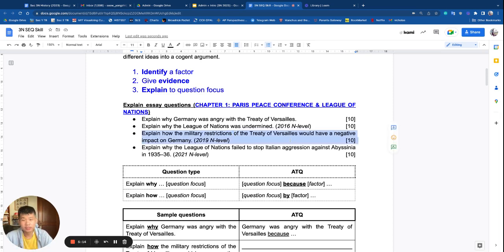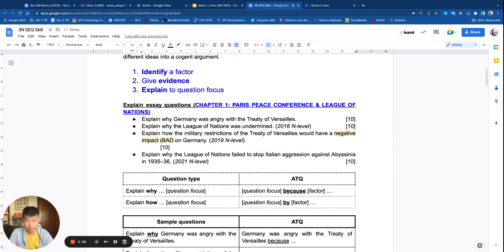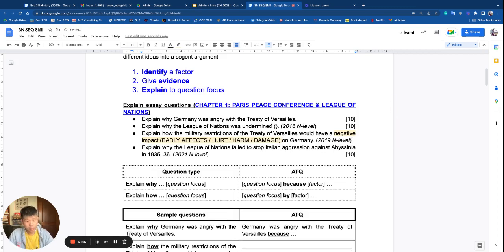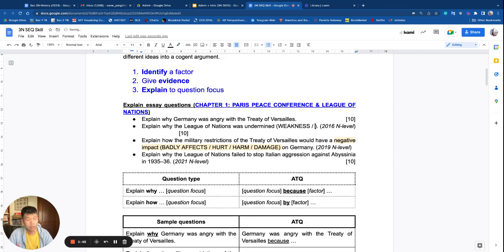Explain how military restrictions of the Treaty of Versailles will have a negative impact on Germany. This one is a bit similar to the first question, except not only do we want to know why Germany is angry, we also want to find out how it badly affects Germany. And so when we see this word negative impact, we need to see some sort of hurt, some sort of harm, some sort of damage. And for undermine, again, we want to talk about weakness, we want to talk about failures.